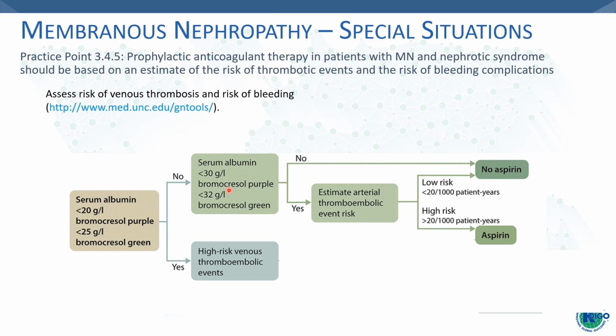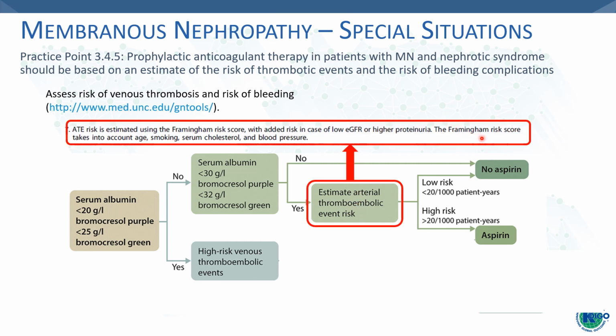If the patient's serum albumin is between 2 and 3, you have to estimate arterial thromboembolic risk, which can be done by the Birmingham score, and you'll find the tools for all risk estimations here, as mentioned by the KDIGO guideline. If the patient is at low estimated risk for arterial thromboembolic events, no aspirin. If high risk, use aspirin.